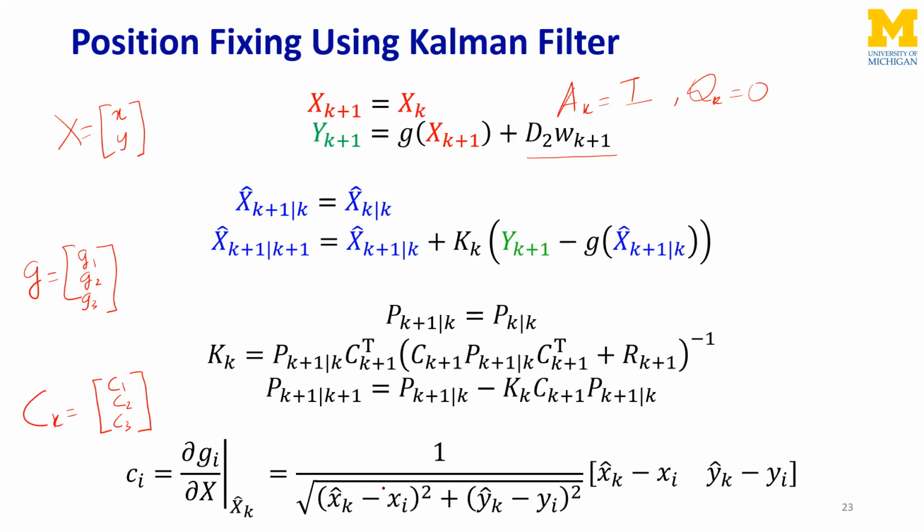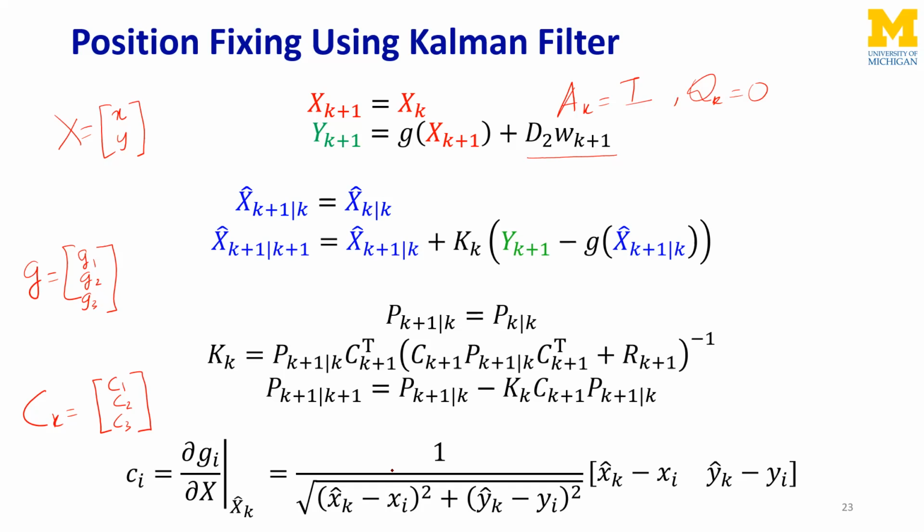that I'm going to use in my filter. Now note that CI is given by this expression, and in the denominator I have these 2 guys. So if X hat K equals Xi and Y hat K equals Yi, then this whole thing is undefined. So we have to make sure that we do not estimate X hat K and Y hat K at the beacon location. Oh yeah, what is X hat K and Y hat K? X hat K and Y hat K is the estimate of the position of our sensor at the kth step.